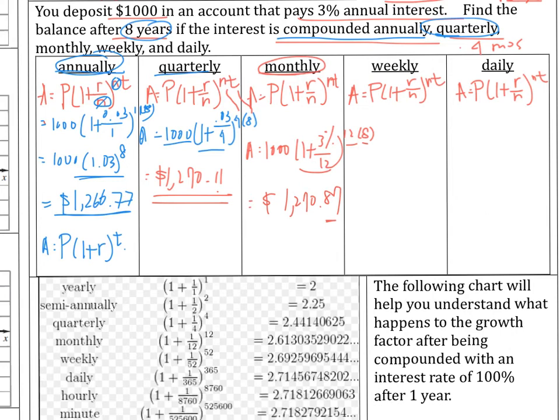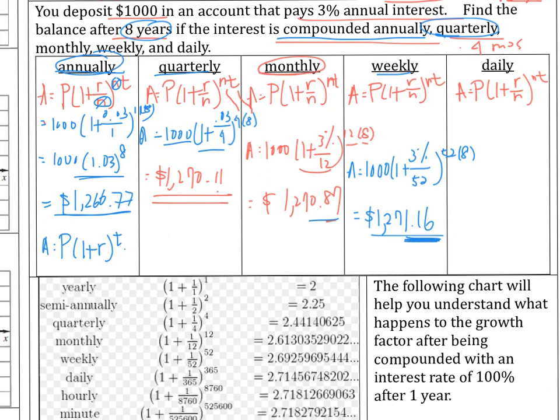And I'm going to do the same thing for the rest of the 2 problems. Balance equals $1,000 times growth factor, 1 plus 3% over 52 weeks, because there's 52 weeks in a year, and we're going to do this for 8 years again, so 52 times 8, and you should get $1,271.16. As you can see, the amount of money has increased between monthly and weekly.